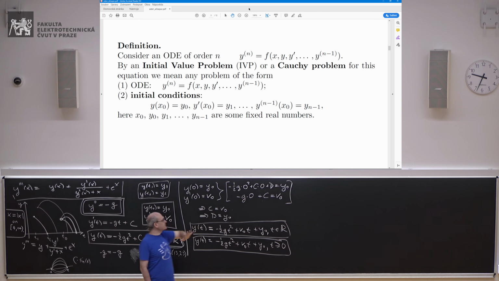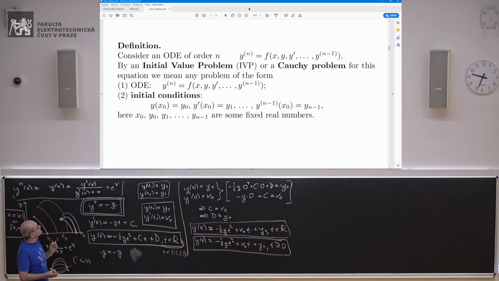Now you need n conditions. If you need n conditions, then the last derivative should be n minus 1. It makes sense. Here we needed 2 conditions, and the last derivative is the first derivative, not the second. So it also works in general. So there are some prescribed values for the function and its derivatives, and there must be n of them, and this constitutes the so-called initial conditions.